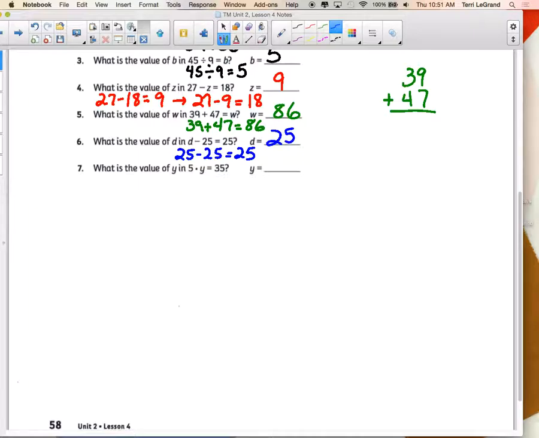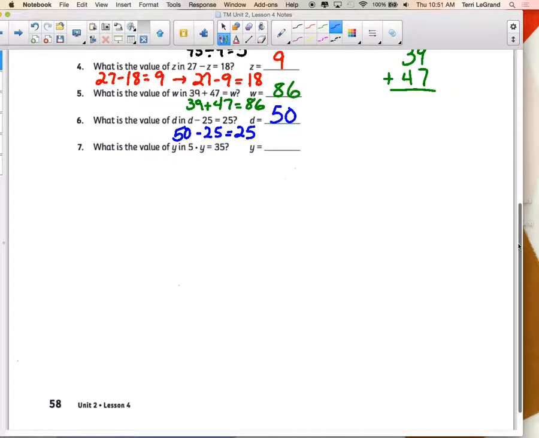So what's it going to be instead, Hannah? 50. 50, Hannah says. Okay, so let's try 50 instead then. If we substitute 50 in for d instead, 50 take away 25, does that give us 25? It does, doesn't it? It's kind of throw you off one, wasn't it? Okay, how about number 7?